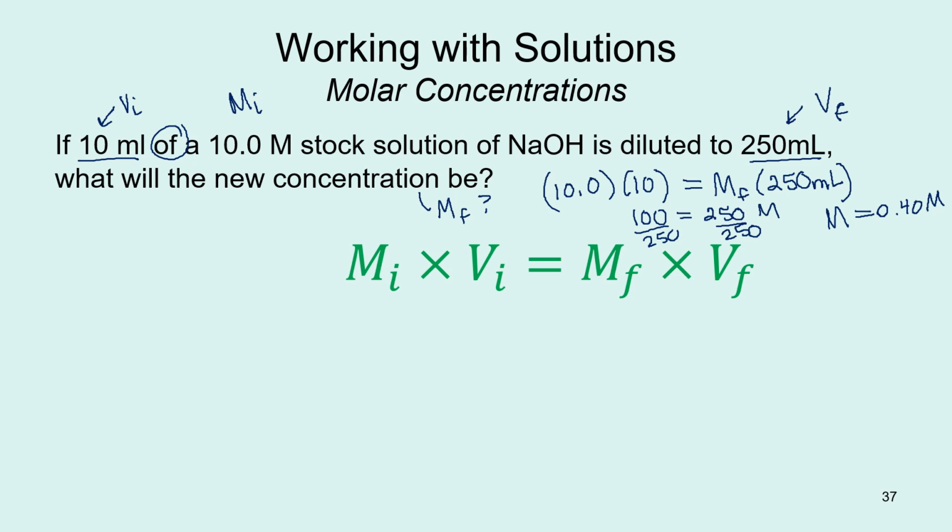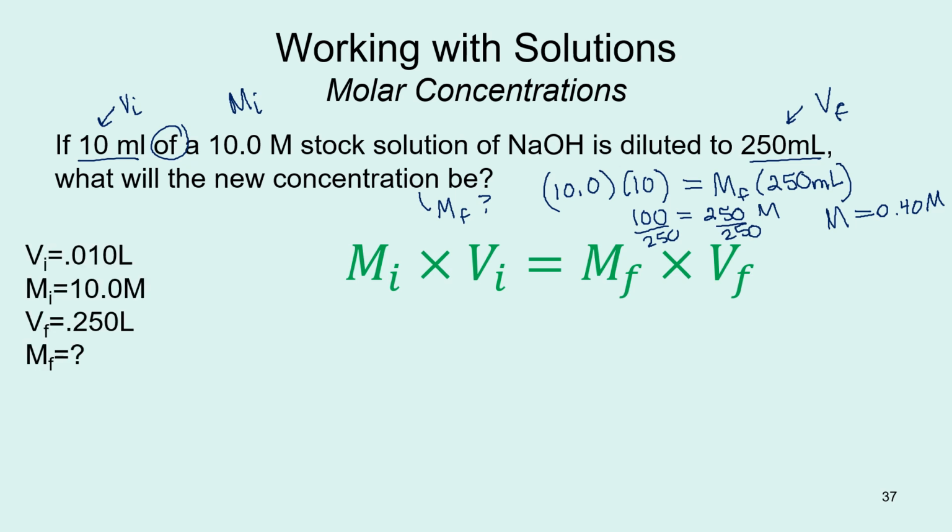Take a minute and see if it makes sense. If I have something that's 10 molar and I have a small amount of it, I'm diluting it with a lot of water. I'm adding 240 milliliters of water. It should definitely, the concentration should go down. So the number should make sense to you, and then you know you've done it right.